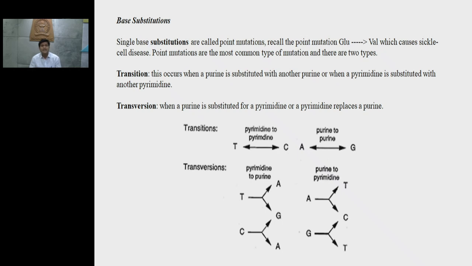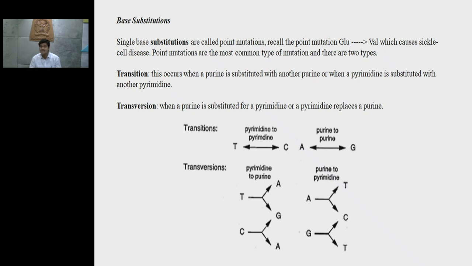Transversion: a purine is substituted for a pyrimidine, and a pyrimidine replaces a purine. You can see here in transition, T is replaced by C, and A is replaced by G. This means a pyrimidine is substituted with another pyrimidine, and a purine is substituted with another purine. In transversion, a pyrimidine replaces a purine and a purine is replaced by a pyrimidine.